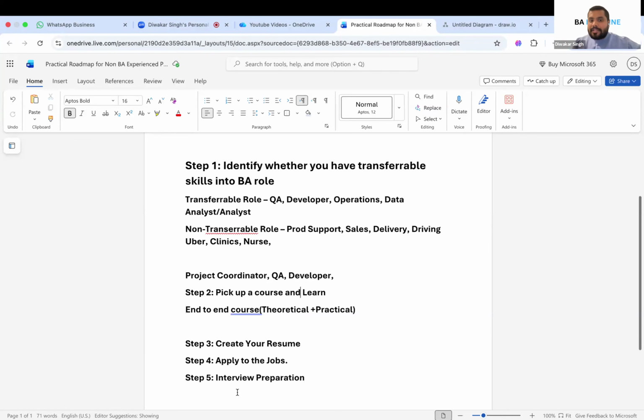So this is a short, 5-step practical roadmap that I wanted to give, which I have actually implemented with a lot of my students in these 5-6 years, and which has given me and my students success. That's the reason I have shared it with you guys.